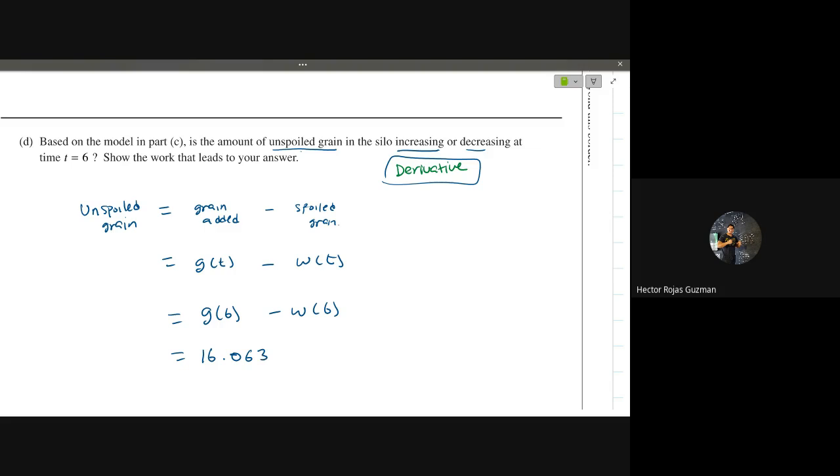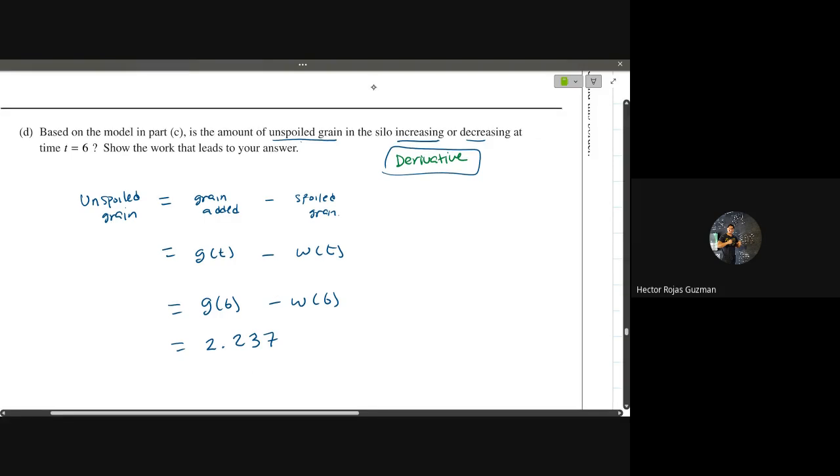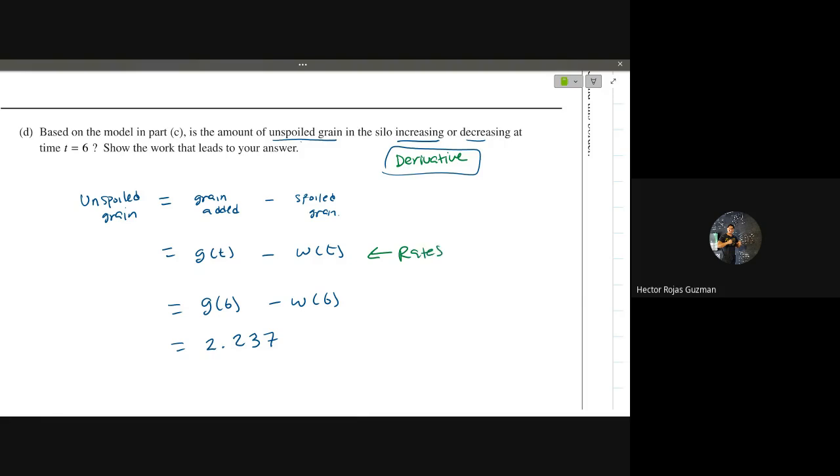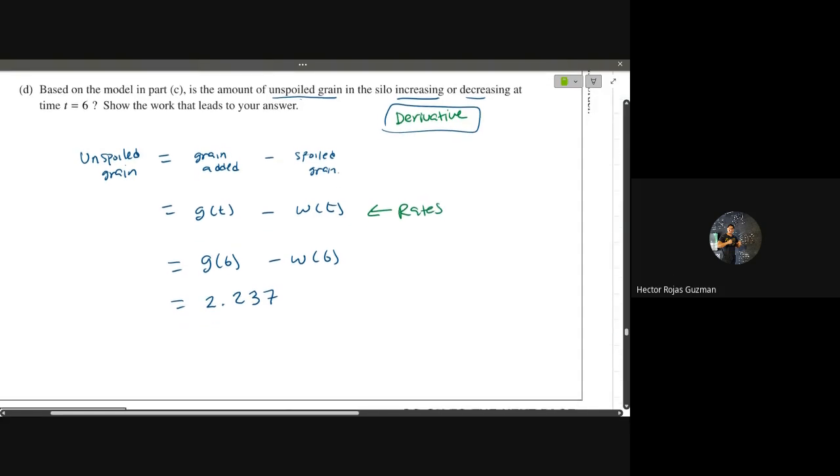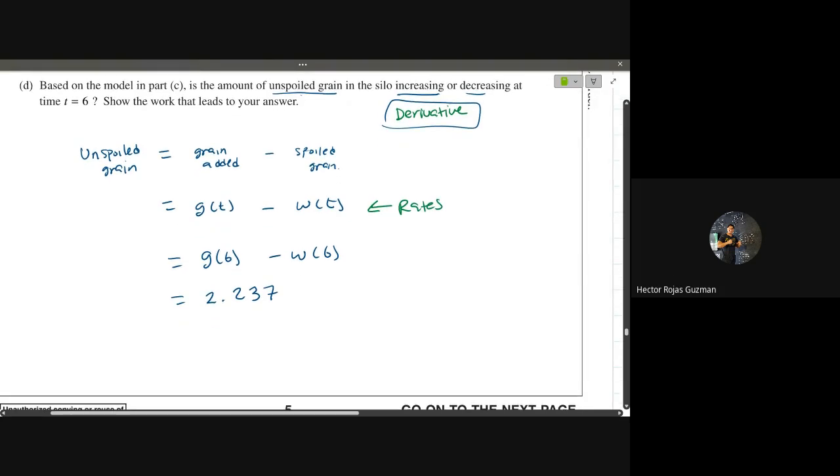No, I think this answer is that what it gives us? Let me take a look real quick. Part D. Yeah, no, it's because I had a different calculation here. 16.606 was the W of 6. The actual difference is 2.237. And this technically is a derivative, right? Because these are rates. That is my unspoiled grain, the derivative of the unspoiled grain.